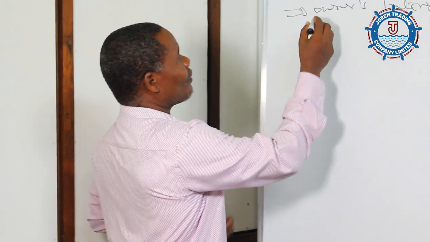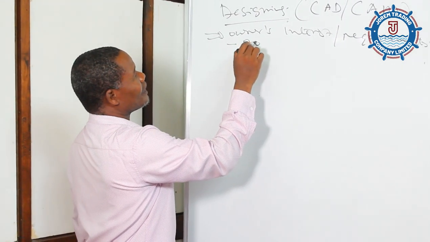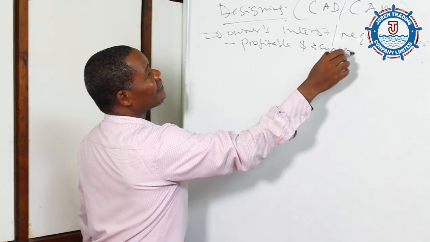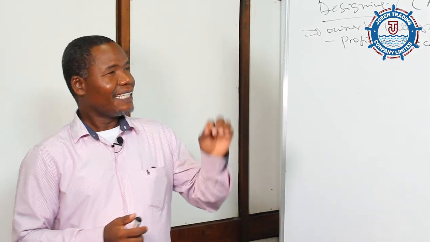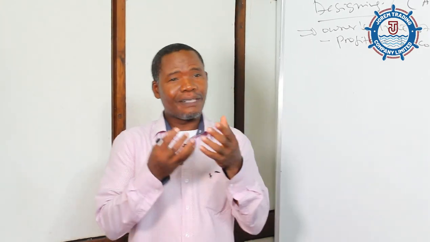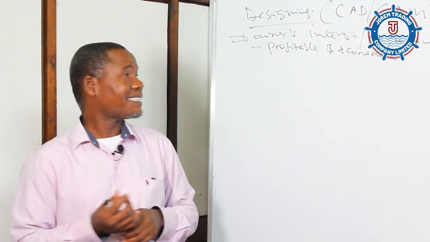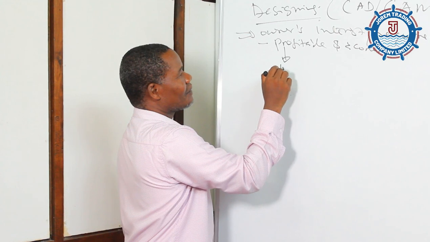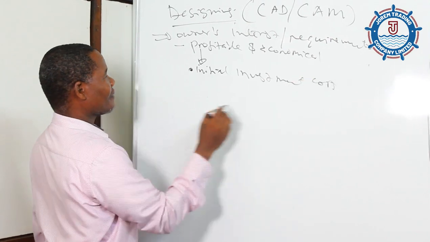So in designing, priority one for the owner is a profitable ship. A profitable and economical vessel. Nobody is looking for a fuel guzzler. Nobody is looking for a cost center project. Everyone is looking for a profitable project. So this is number one priority. When you are designing a vessel for him, it must be economical. It must be profitable so that he can recover the initial investment cost.